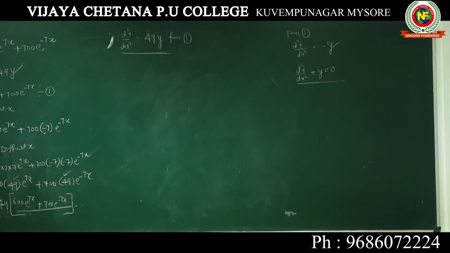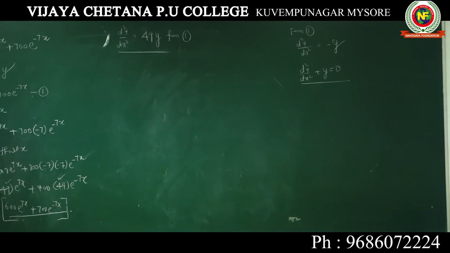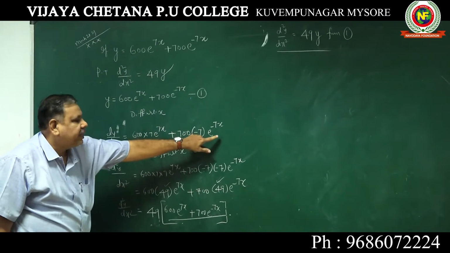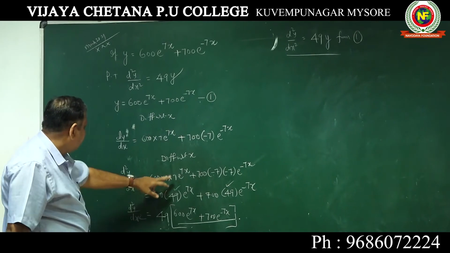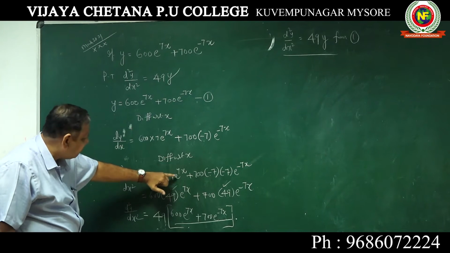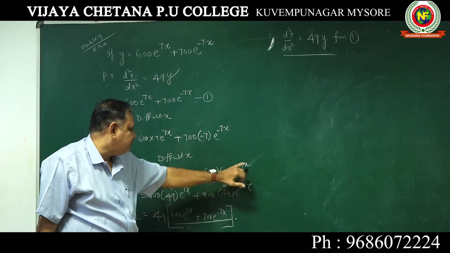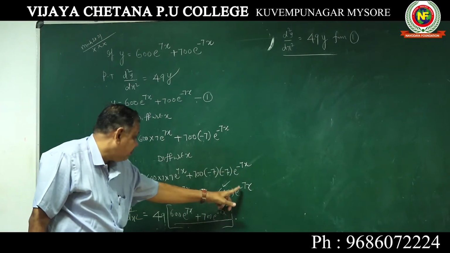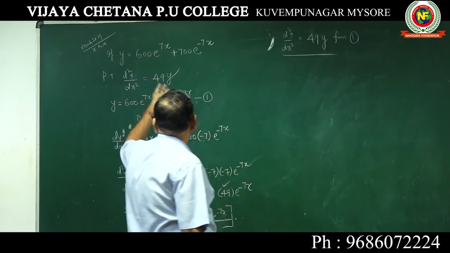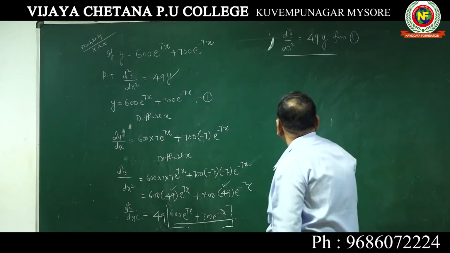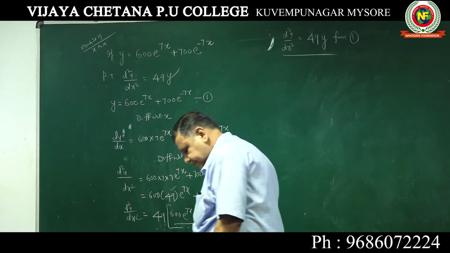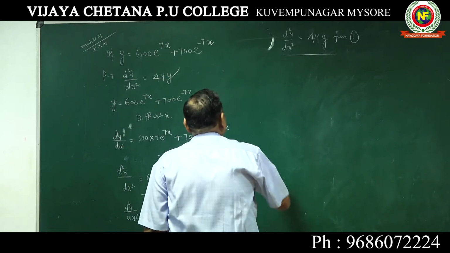I have explained again: y is equal to so much, differentiate 600 into 7 e to the power of 7x, here minus 7 you should write. Now we have 7, again differentiate: 600 into 7 into another 7 e to the power of 7x, minus 7 into minus 7 e to the power of minus 7x, this should be plus. You take 49 outside, and you will get y. d square y over dx square is equal to 49y is the answer. We will take up the next problem.